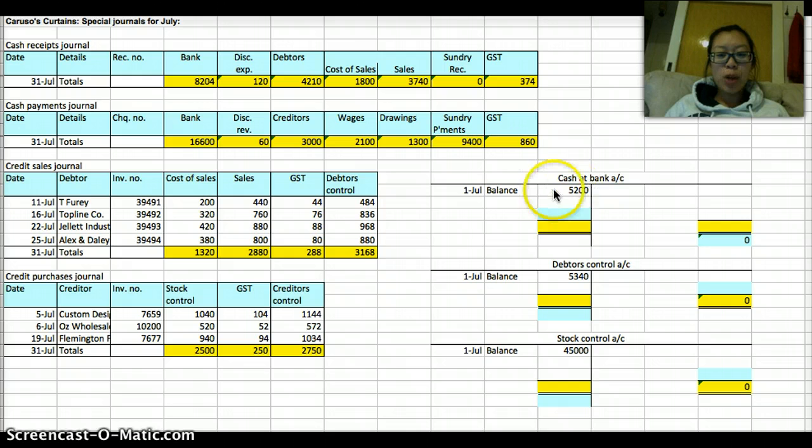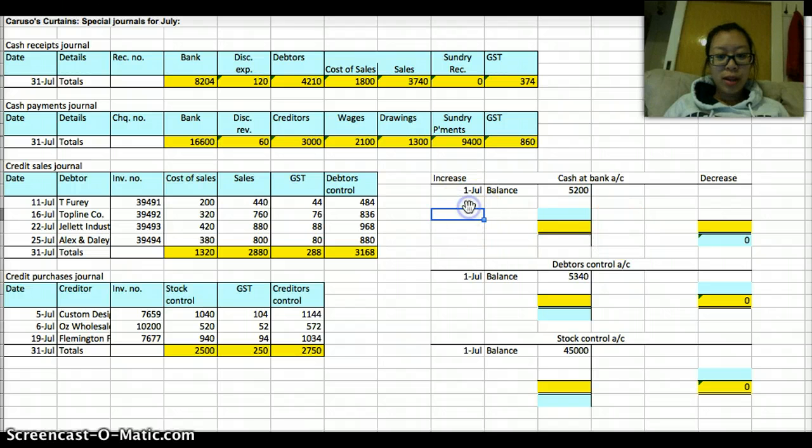Cash at bank has an opening balance at the moment on the debit side, so it's an asset. So it increases on the left and decreases on the right. Okay, so what affects cash here? We need to remember only the cash journals affect cash at bank. So cash receipts journal is when you receive money, it increases the bank. Which column do we use? We always use the bank column. That's the total amount of money we've received.